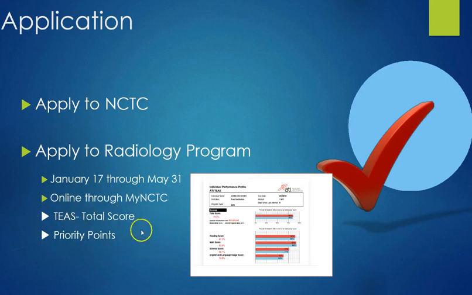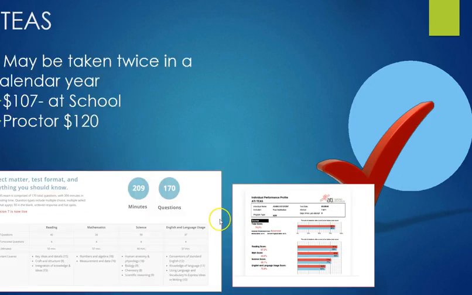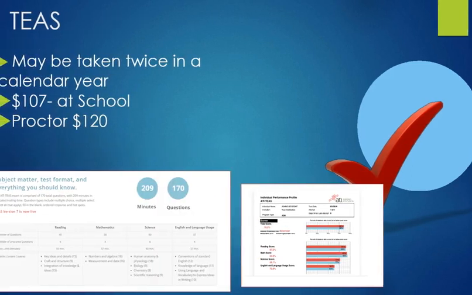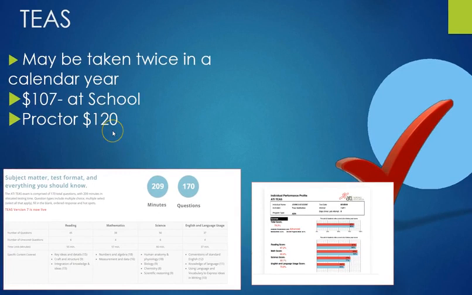We'll get into all this in a minute, but this is going to be the TEAS. When you sign up to take the TEAS, you take the TEAS for allied health. That's the type of TEAS that you take. There are the 4 sections, and we take your total score. That's what we're looking for, that total score for the TEAS, and then we add that to your priority points. We'll get to that in a second, but here's about the TEAS. The TEAS may be taken twice in a calendar year.